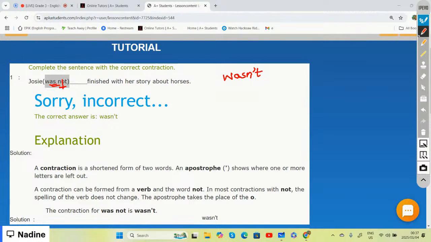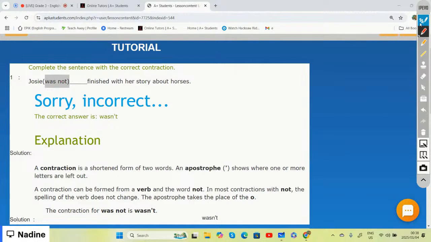Yes, that is correct. You basically just take away the O in not and we put an apostrophe in its place. So wasn't is correct. Was is the verb that stays the same. With not, we leave out the O and we put those words together. Well done.